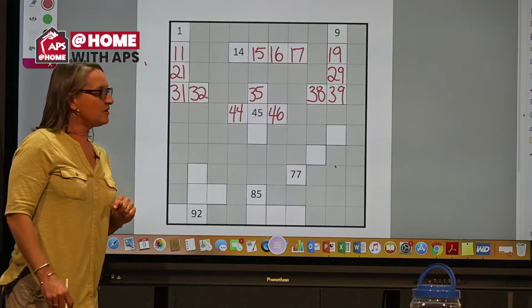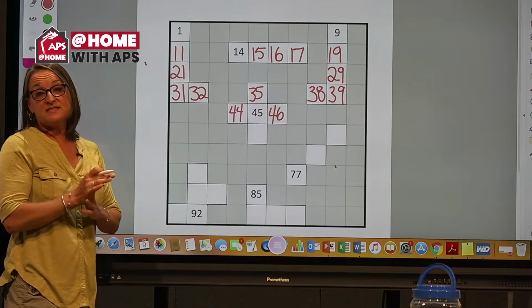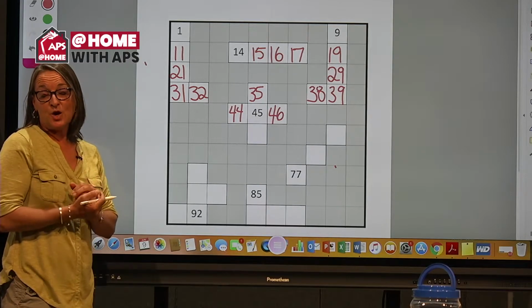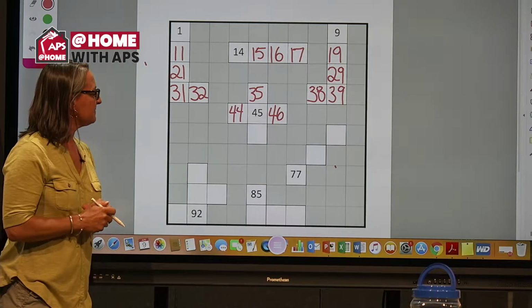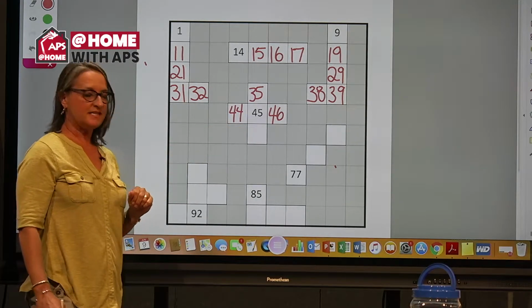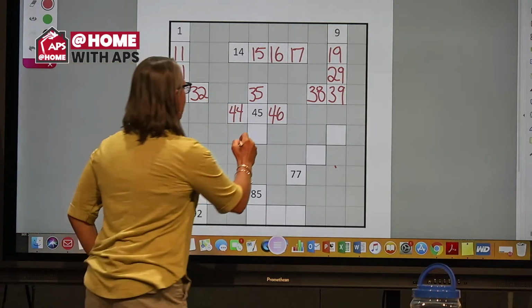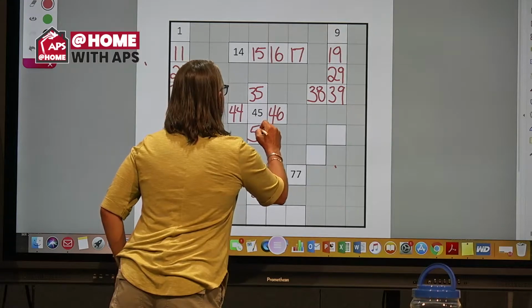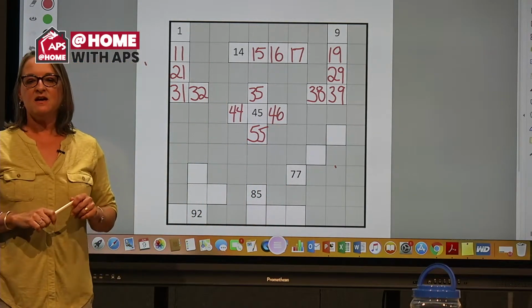Okay, and I think we'll have time to do just a couple more. You can do puzzles like this at home with your hundreds chart and cover up different numbers and figure out what's missing. Okay, a big jump down from 45. Let's count it. 35, 45, 55. You've got it.